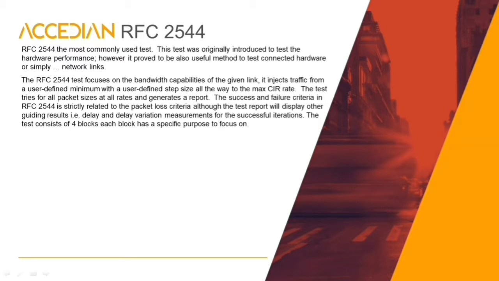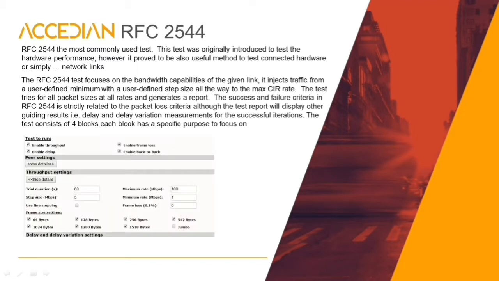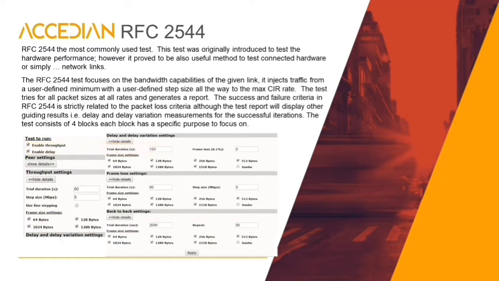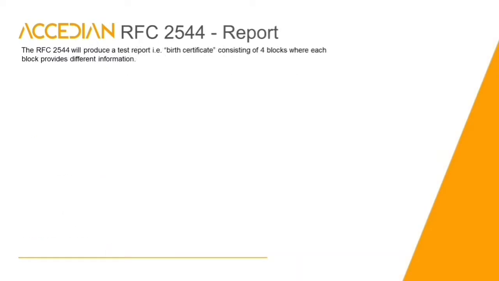The test consists of 4 blocks and each block has a specific purpose to focus on. The 4 blocks are optionally selected by the user. They can choose to keep or remove one of the blocks. Every block has its own parameters for the setup. And as a result of the RFC 2544 testing, a report will be generated, which is the birth certificate report, and it consists of the 4 blocks with 4 different kinds of information.